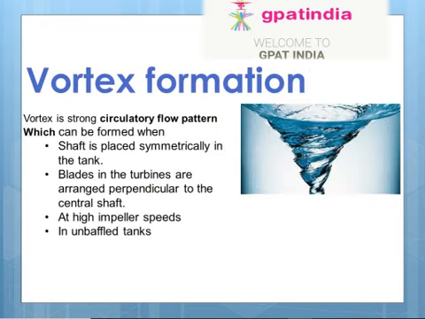So let's look at how it is true and how it is false. First of all, what is vortex? When we move anything, it makes a circulatory pattern, which is called vortex. It can be formed if we place a shaft in the center, if the blades of the turbines are exactly perpendicular to the central shaft, if we are using unbaffled tanks, or if we have increased the impeller speed. That's why this is the correct answer we found in that question.